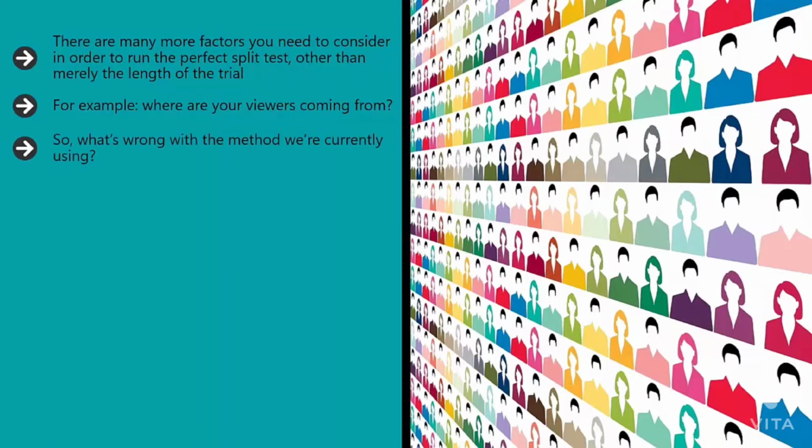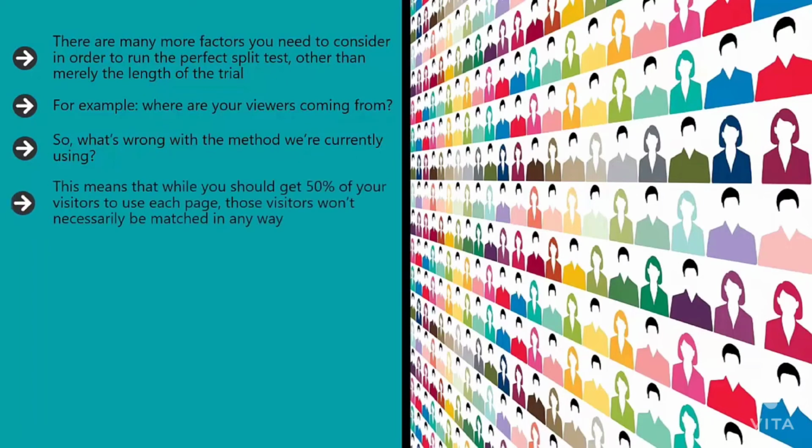So, what's wrong with the method we're currently using? Well, if you use the redirect method described earlier in this training, then you'll essentially be sending visitors to one of two websites based on completely random chance. It's effectively a coin toss. This means that while you should get 50% of your visitors to use each page, those visitors won't necessarily be matched in any way.